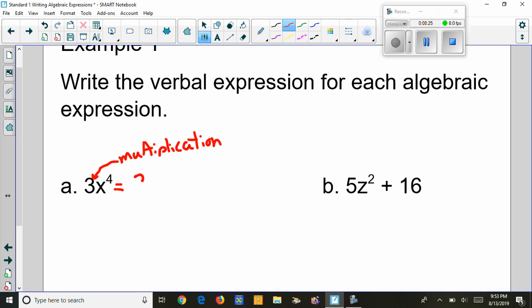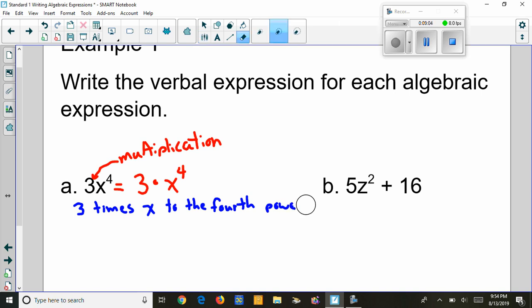So this is really 3 times x to the 4th power. Now let's write that in words. In fact, what I just said is one possible answer. We could say 3 times x to the 4th power. Now that's not the only answer, but it is an answer.